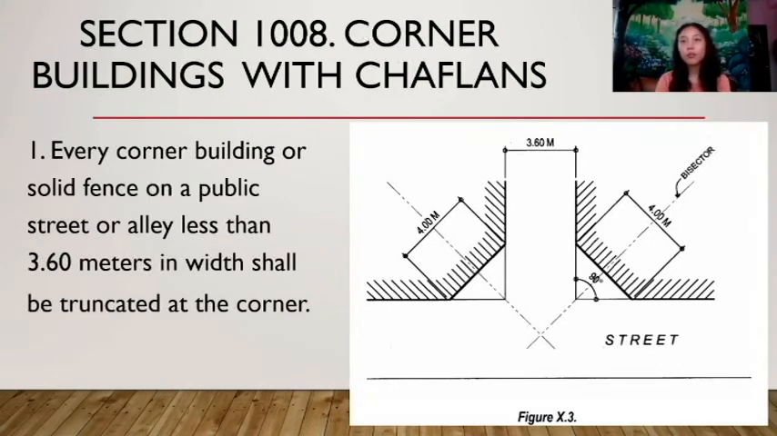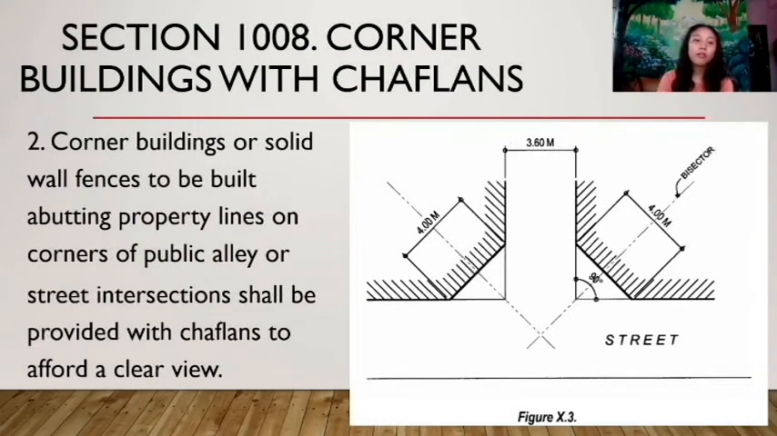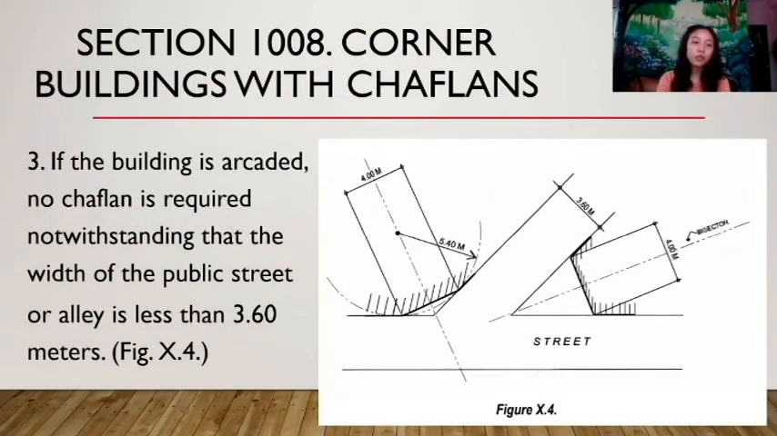The face of the triangle so formed shall be at right angle to the bisector of the angle of the intersection of the street lines, provided that in no case shall the length of the chamfer be less than 4 meters. The corner buildings or solid wall fences to be built abutting property lines on corners or public alley or street intersections shall be provided with chamfers to afford a clear view. If the building is arcaded, no chamfer is required, notwithstanding that the width of the public street or alley is less than 3.60 meters.